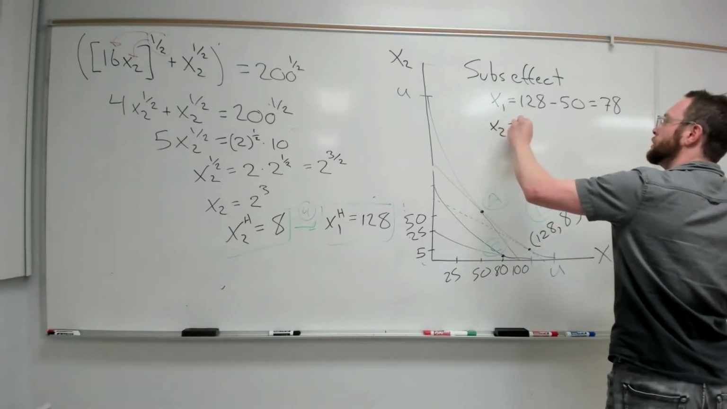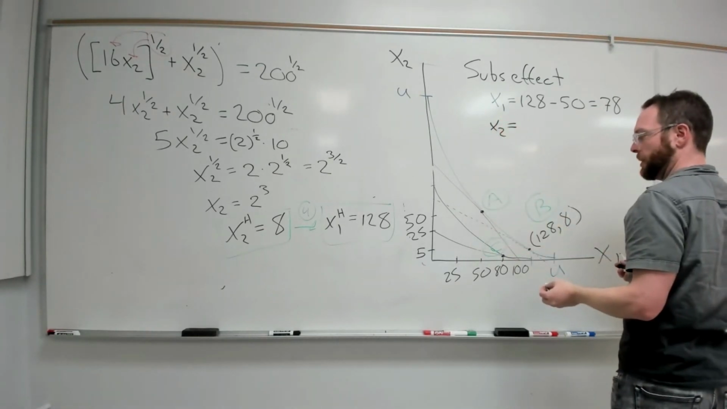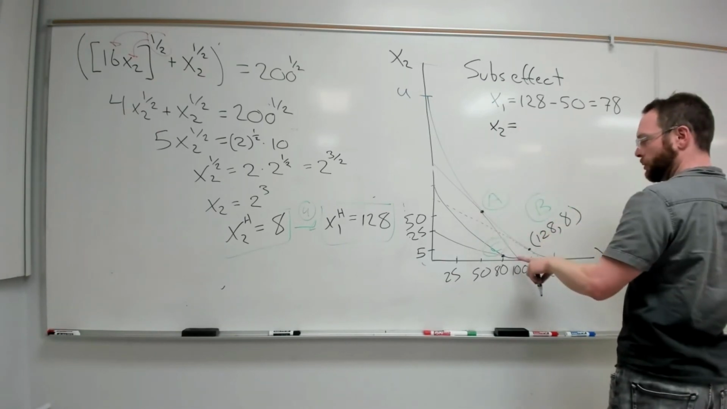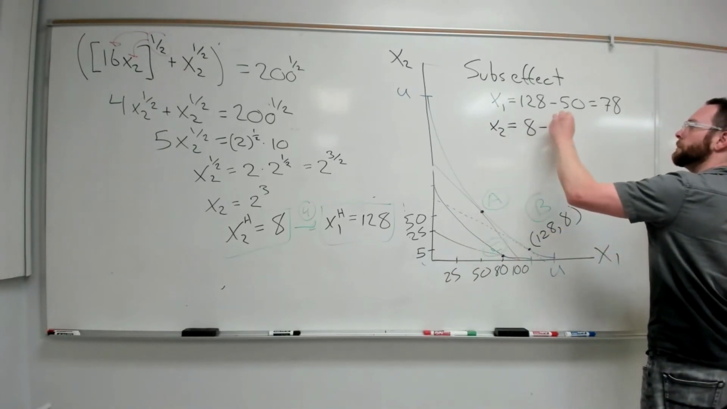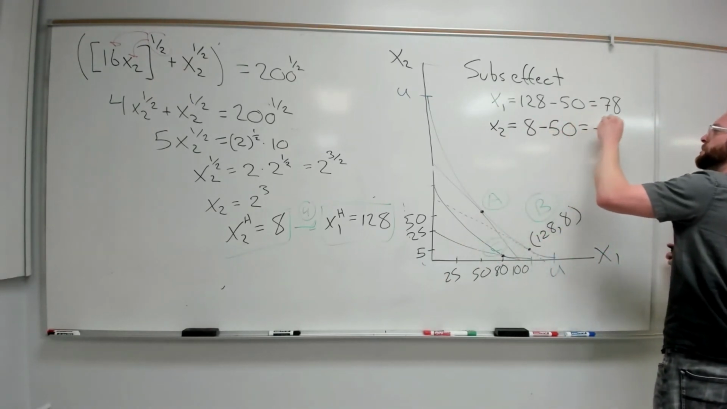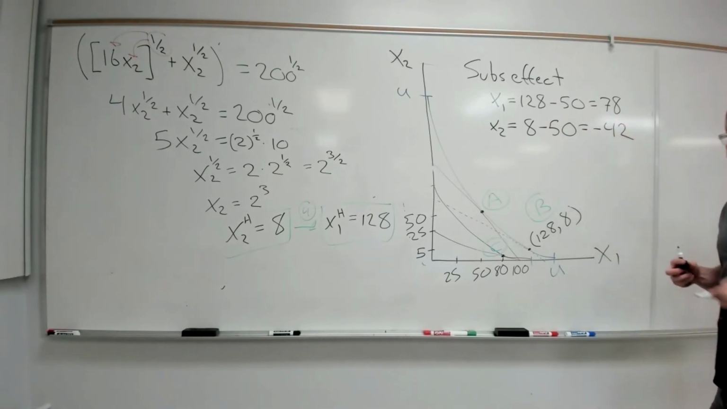For x2, we went from 50 to 8. So the change was negative 42. This means that the substitution effect on x2 was that you consumed 42 units less, because it's relatively more expensive relative to x1.